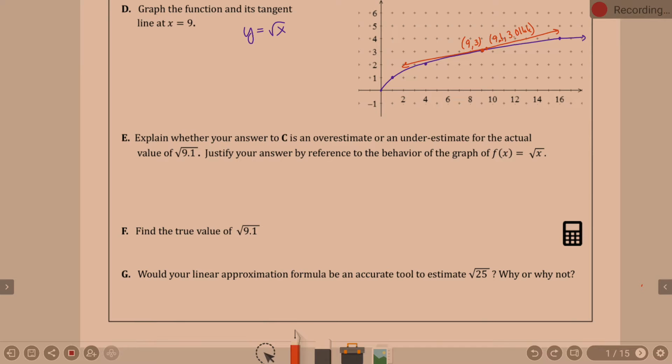So what I have written down here for mine, f of x, it's concave down, because we talked about concavity. That purple graph is curving downward. f of x is concave down. Estimate is an over approximation because the tangent line lies above the curve.